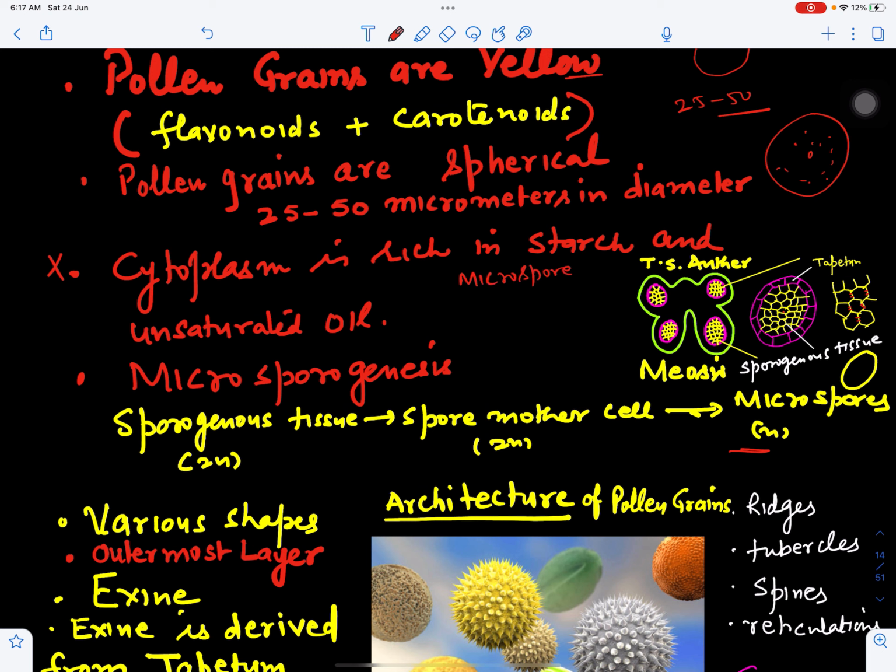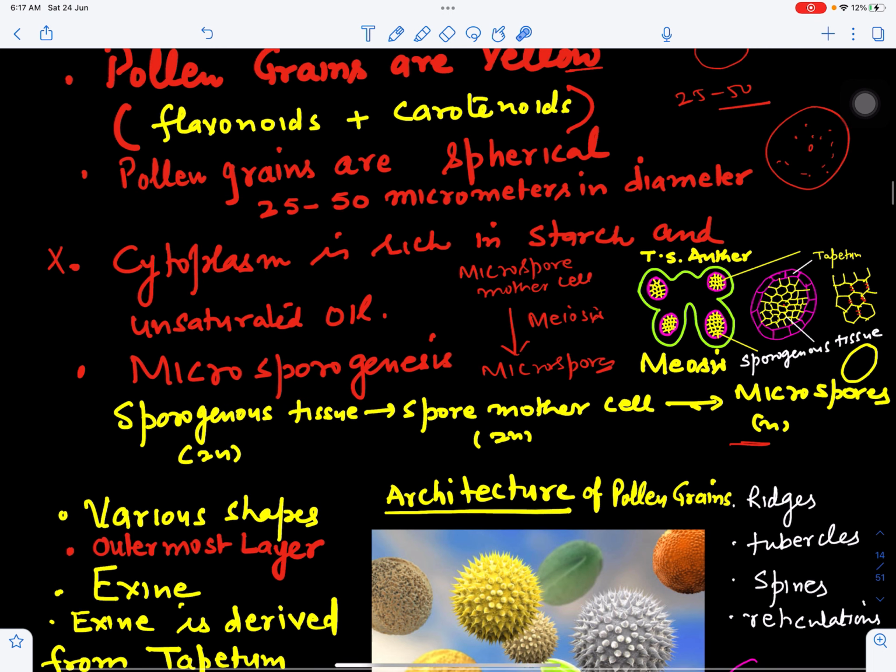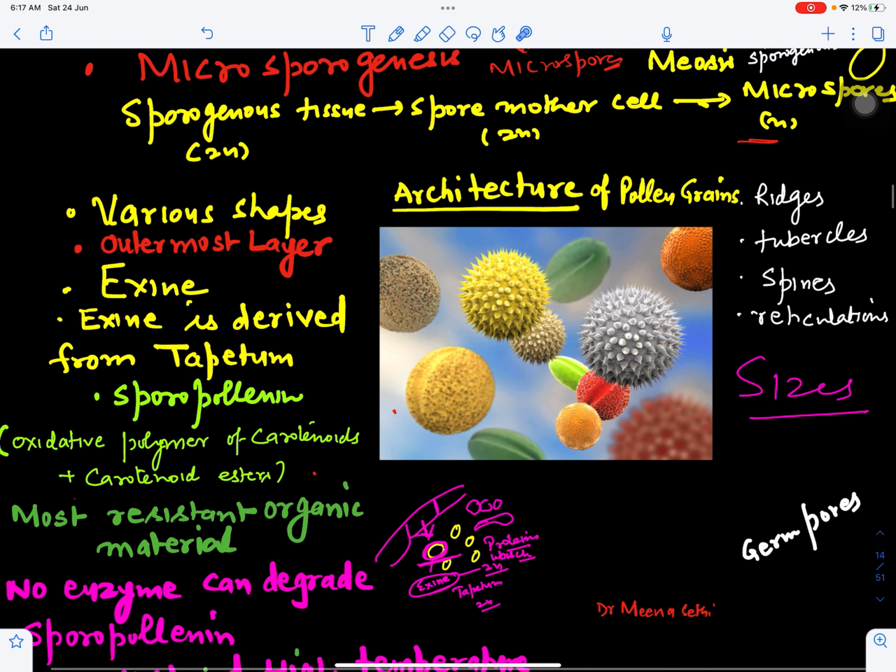So this whole process of conversion of the microspore mother cell, after meiosis, to microspores is called microsporogenesis. These pollen grains are of various shapes. This is their outer covering, which is showing reticulation, a different architectural design. The outermost layer is called the exine, right?